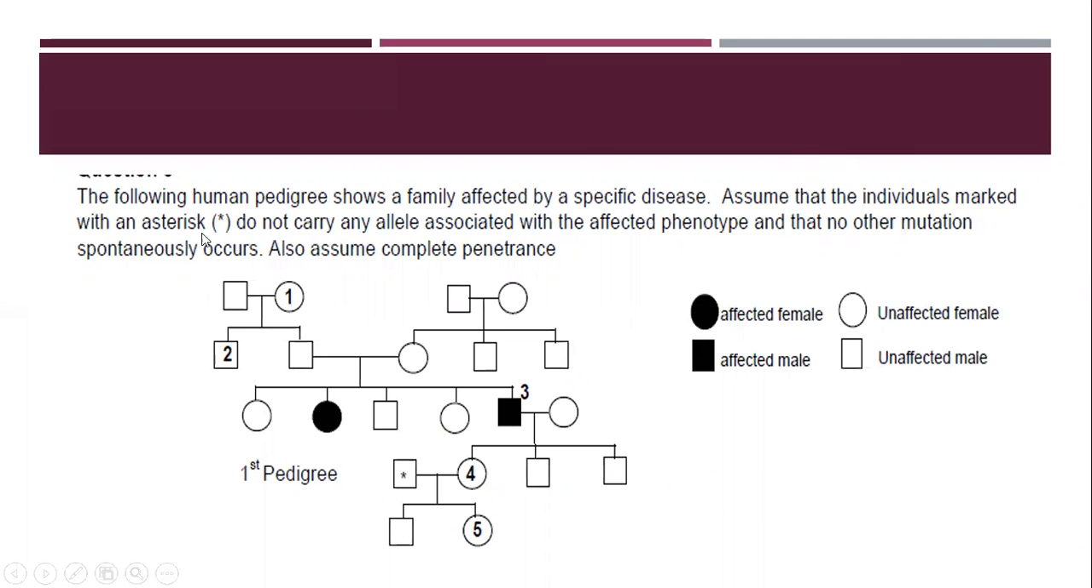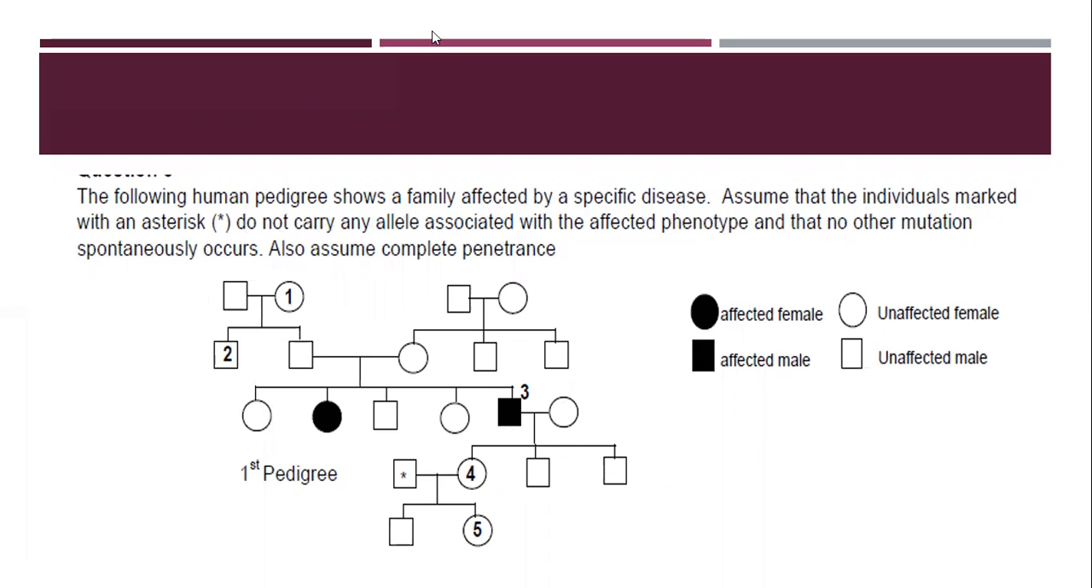The following human pedigree shows a family affected by a specific disease. Assume that the individuals marked with an asterisk do not carry any allele associated with the affected phenotype and that no other mutation spontaneously occurs. Also assume complete penetrance. Finally, you need to understand what kind of inheritance is happening.